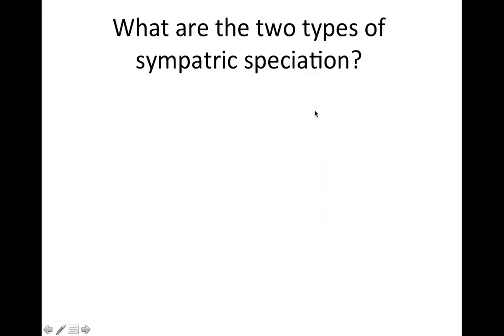What are the two different types of sympatric speciation? Great, so again, the two types of sympatric speciation are behavioral and temporal.